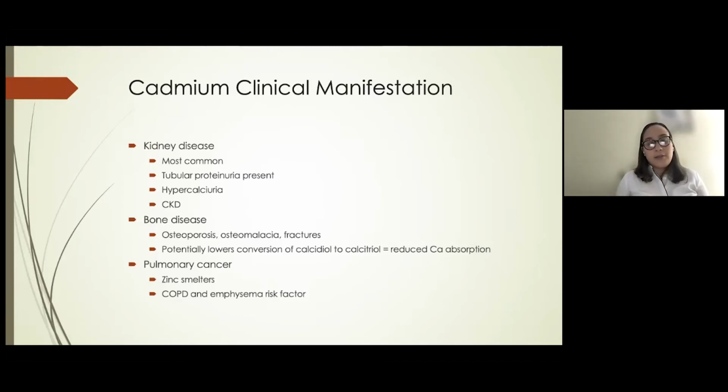Bone disease: osteoporosis, osteomalacia, fractures. One common theme across all metals is osteoporosis and neurodegenerative diseases, so just something to think about clinically. Cadmium potentially lowers the conversion of calcidiol to calcitriol, which then reduces calcium absorption. And that's the mechanism of that.